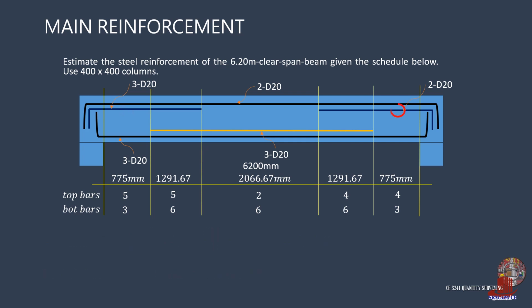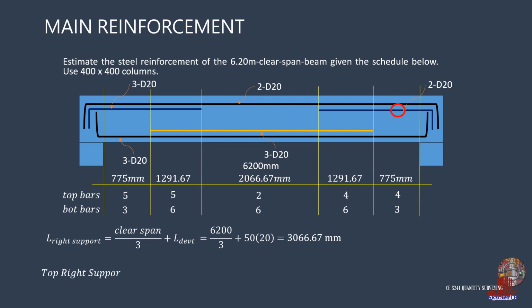For the right support, there are 2 D20 with lengths measured similarly as the top left support, and that is a third of 6,200 plus the development length, giving 3,066.67 mm. So there are 2 D20 bars by 3.07 meters for the top right support.